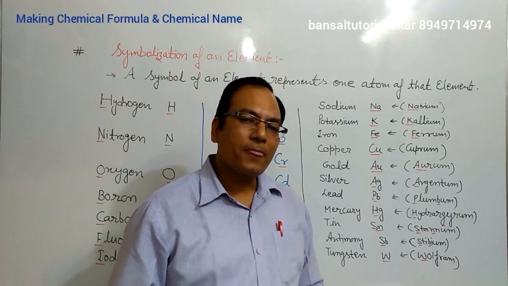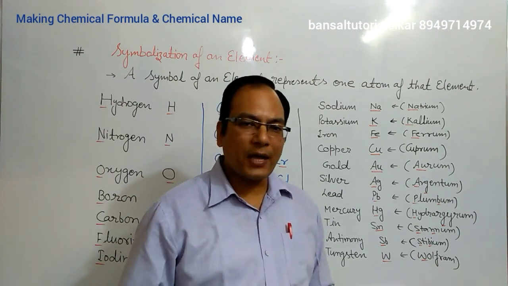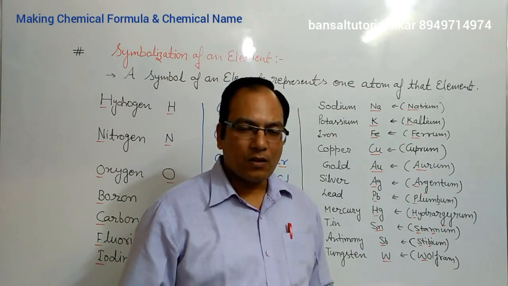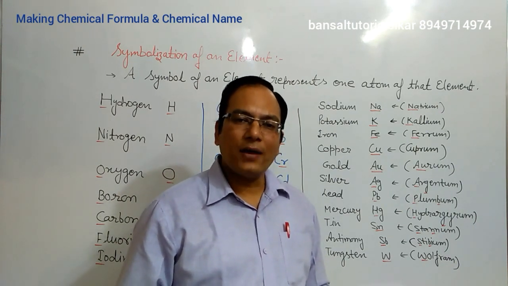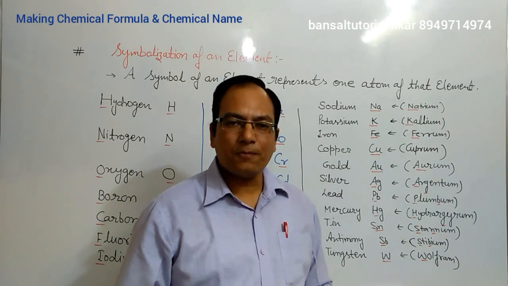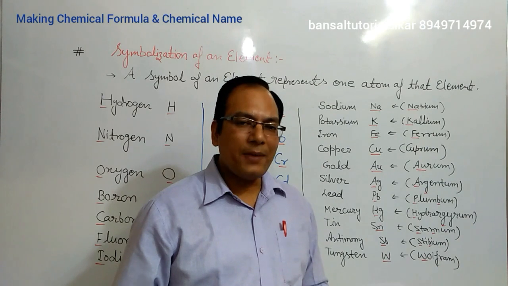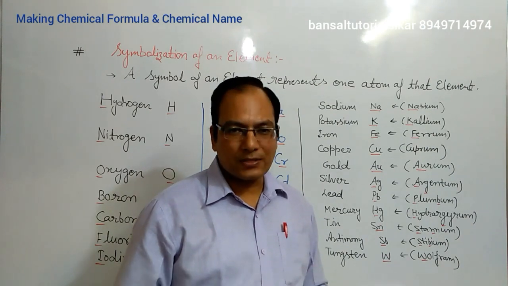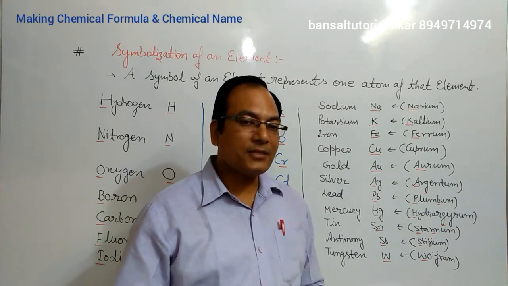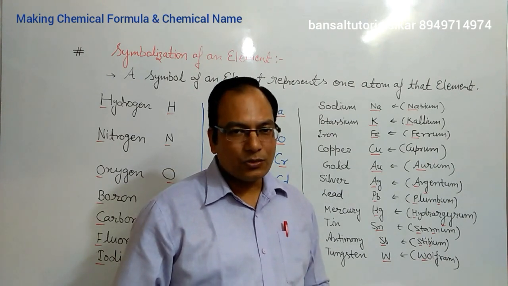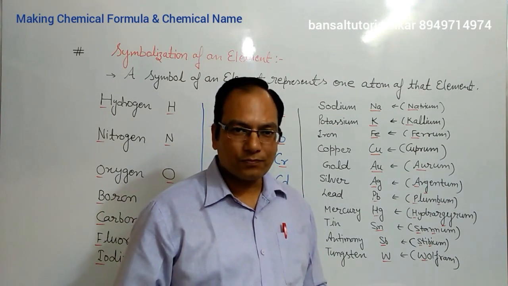Students, in this class we have discussed the chemical formula, what the meaning of chemical formula is, and how to symbolize the elements. I hope that you have understood all these terms. In the next class we will discuss the different elements and their symbols and how to learn these elements. Since the elements are the alphabets of the language of chemistry, we should have a good command of these elements. Thank you.